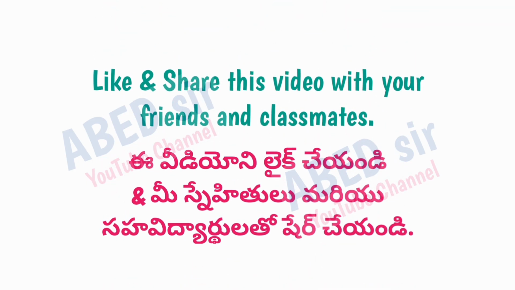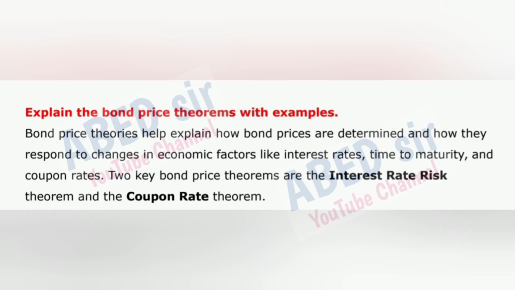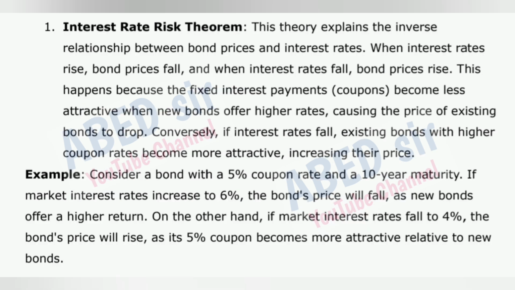Next important long question is: explain the bond price theorems with examples. Bond price theories help explain how bond prices are determined and how they respond to changes in economic factors like interest rates, time to maturity, and coupon rates. Two key bond price theorems are the interest rate risk theorem and the coupon rate theorem. 1. Interest rate risk theorem.